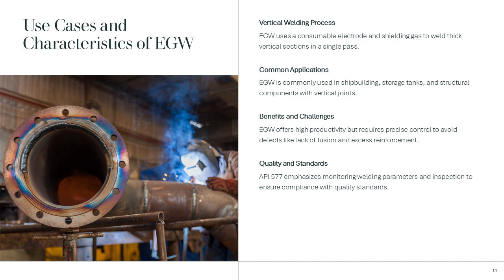EGW offers high productivity and eliminates the need for multiple passes, reducing welding time. However, it requires precise control of heat input and electrode feed to prevent defects such as lack of fusion and excessive reinforcement. API 577 emphasizes monitoring parameters and inspecting welds for compliance with quality standards. EGW is advantageous for large-scale projects requiring efficiency and strength.